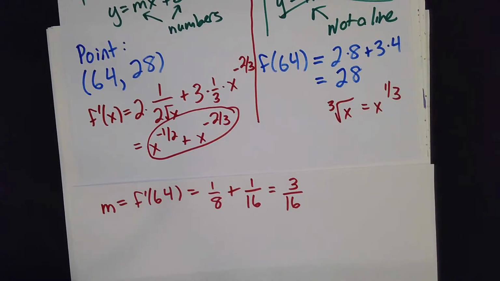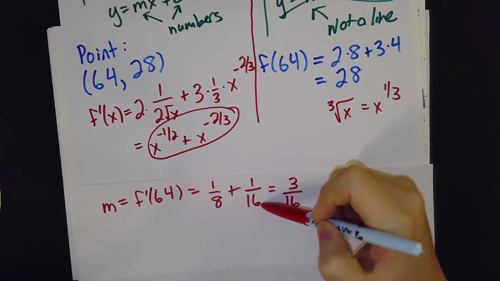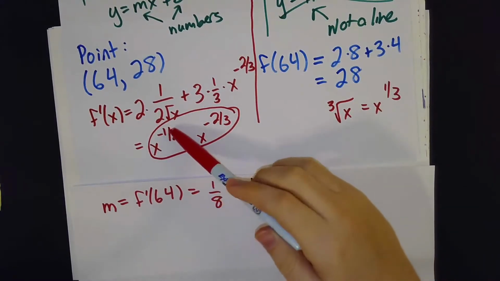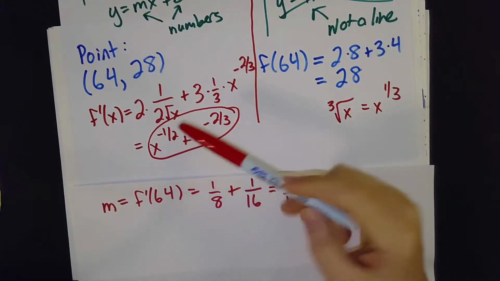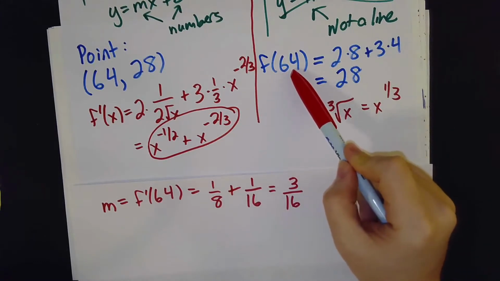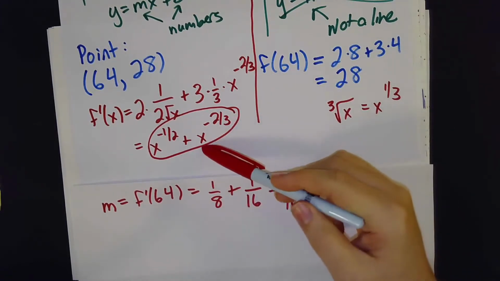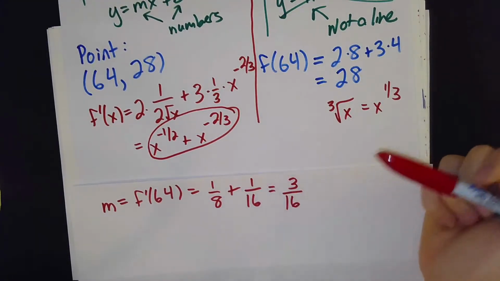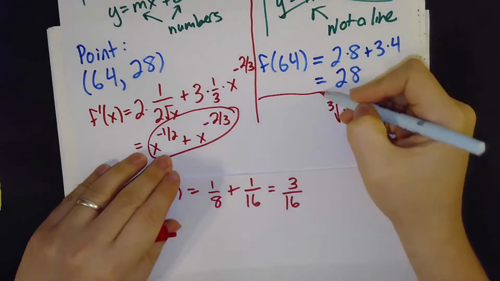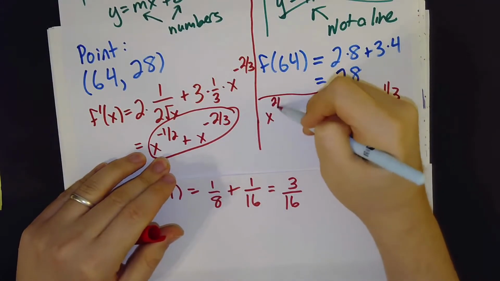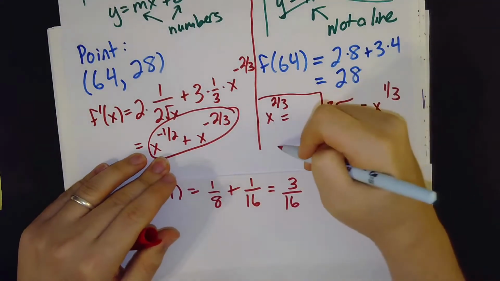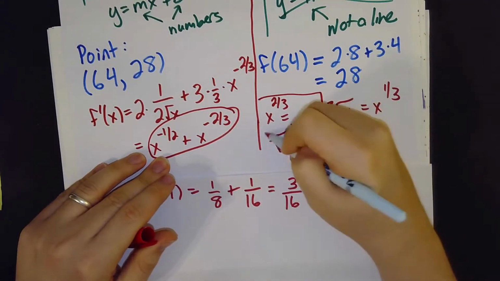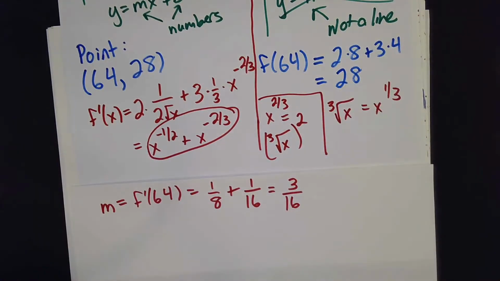Quick reminder, how did I get that this was 1/8 and 1/16? X to the minus 1/2 would be 1 over the square root of x. The square root of 64 is 8, so it's 1/8. X to the minus 2/3 is 1 over x to the 2/3. And remember that x to the 2/3 is the same thing as the cube root of x squared. And the cube root of, in this case, 64 is 4. So the cube root squared is 16.